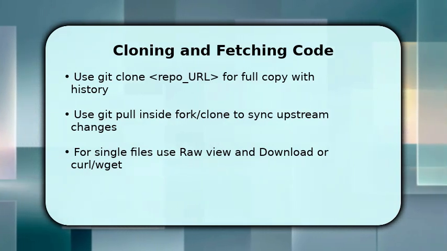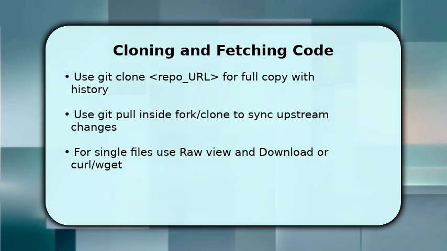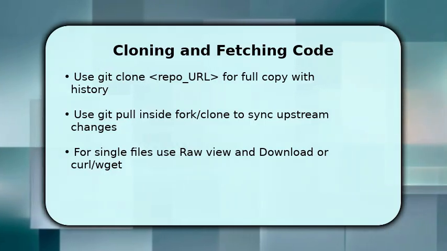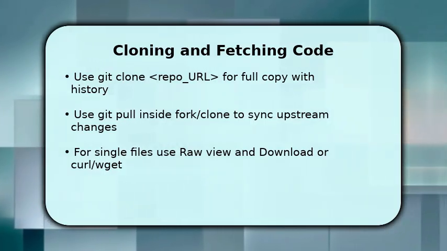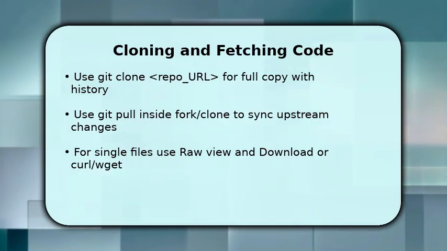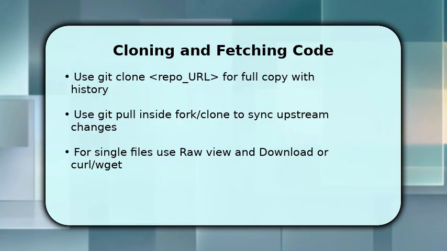Run git clone followed by the repository URL to get a local copy with commit history. If you fork the repo, add the upstream remote and use git fetch then git merge or git pull to incorporate upstream changes. This preserves your edits.